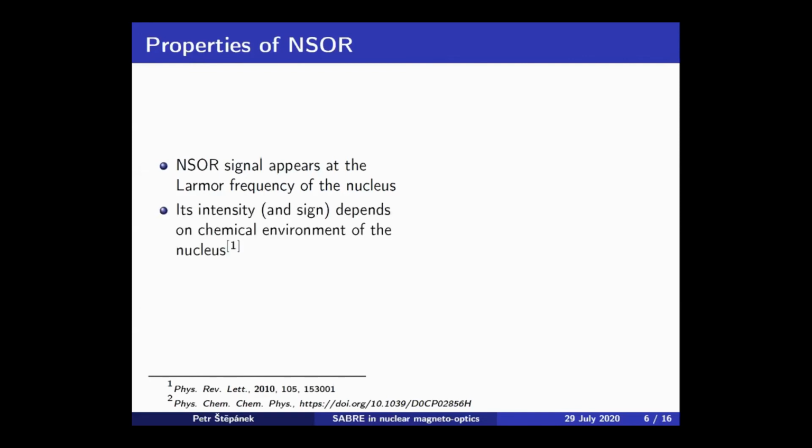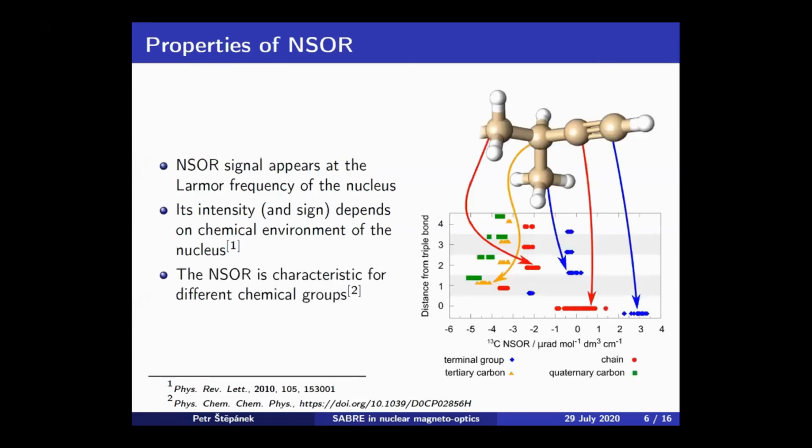In addition, as we noted before, the NSOR intensity changes depending on the chemical environment of the nucleus. This is in contrast to NMR, where, for example, if we take ethanol molecule, one proton from CH3 group will give the same intensity in NMR as one proton from CH2 group. This is not the case in NSOR, where the magnetization from these two protons produces different angles of rotation. And recently, we have actually theoretically shown that this effect is directly related to the molecular structure features.